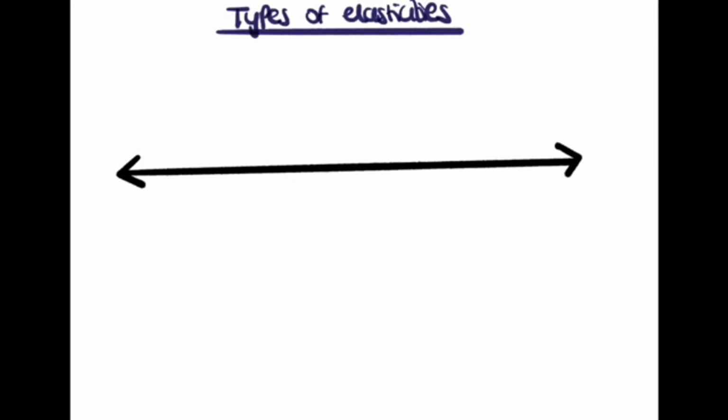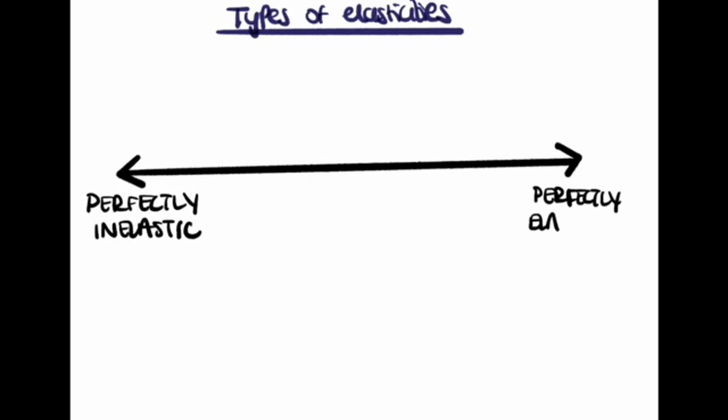There are two extreme examples. Firstly, if there was no change in demand when price changed, this is called perfectly inelastic demand. And the other extreme would be if there was a change in price and this caused demand to completely disappear. This is called perfectly elastic demand.